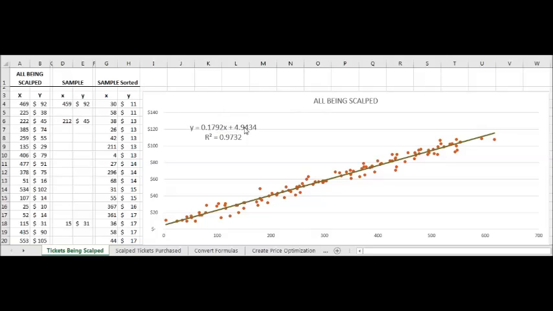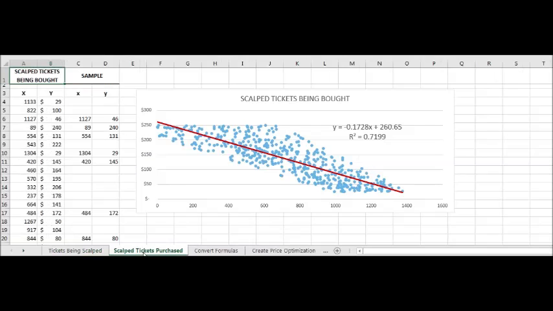So then it was the formula that resulted. That was for tickets being scalped, and then this would be for tickets being purchased, or people trying to buy tickets. Again, this is the demand. This isn't necessarily the actual transactions, but this is people trying to sell. So we see a lot of people trying to buy tickets when they're really cheap. And then when the tickets get really expensive, not so many people are willing to buy them.